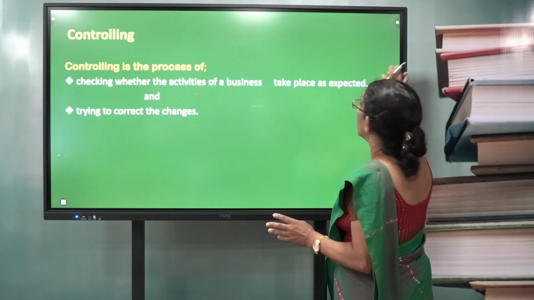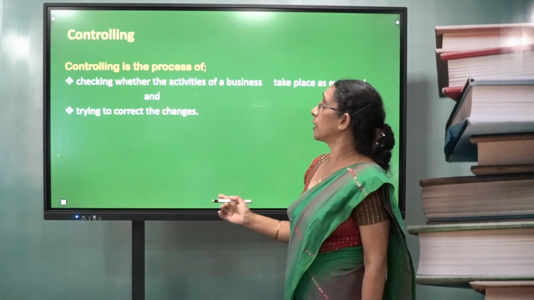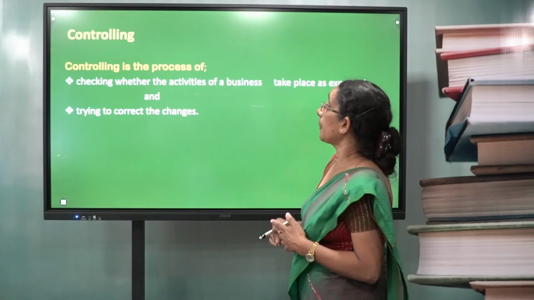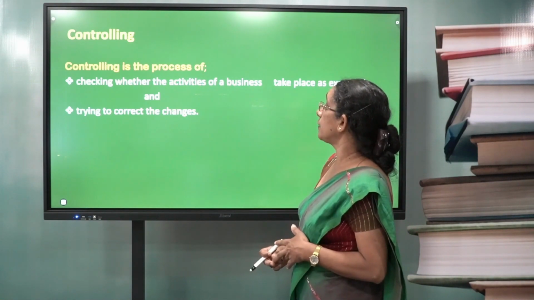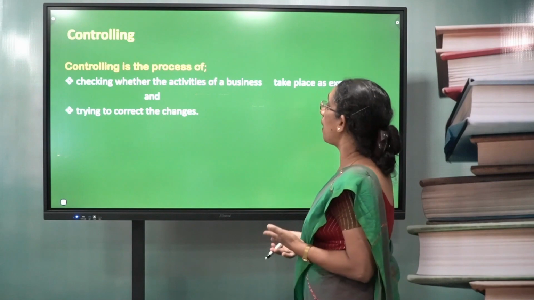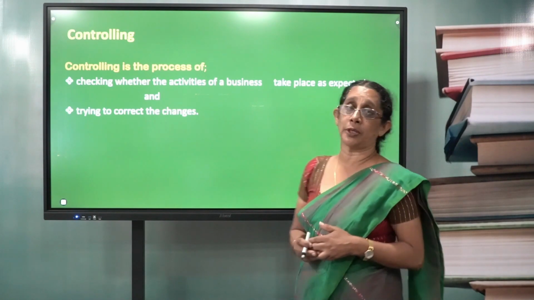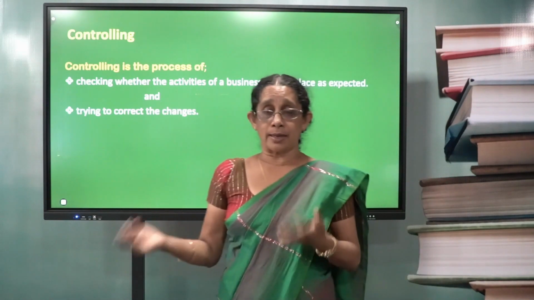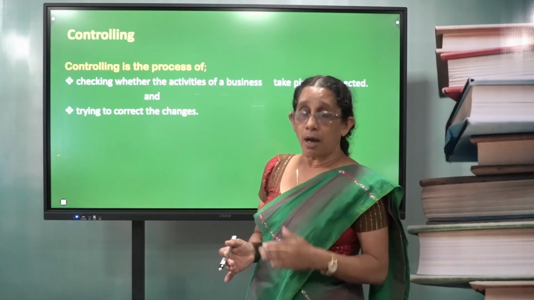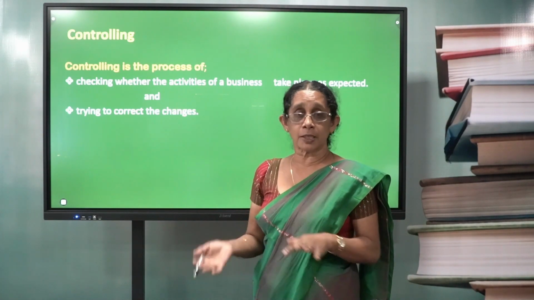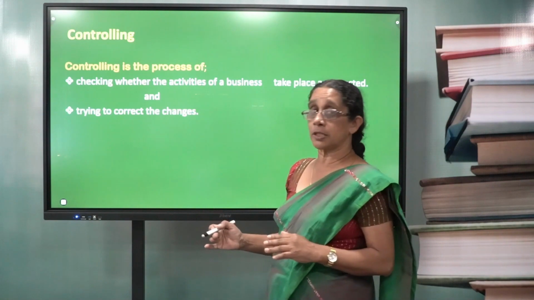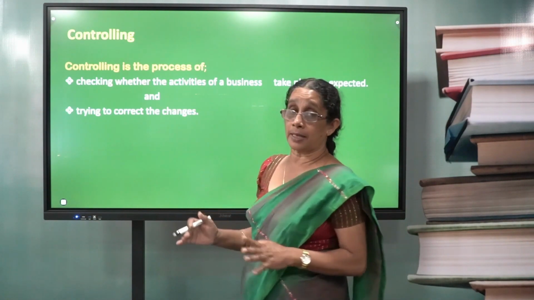Then, control. What is control? Now you have set objectives, then you have organized activities, and you have done the leading part. Then control. What is control? While activities are carried out, it should be checked whether these activities are carried out as expected. Because they have planned and they have set the targets. So according to these targets, you have to see whether these activities are carried out.